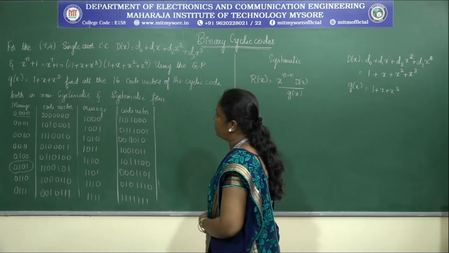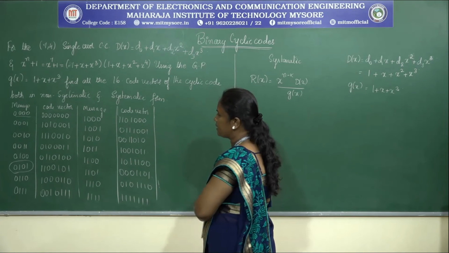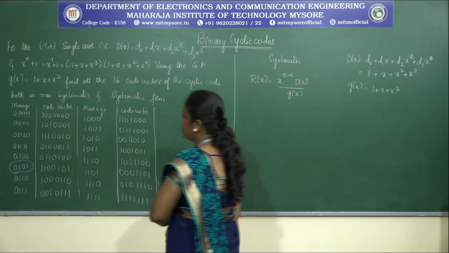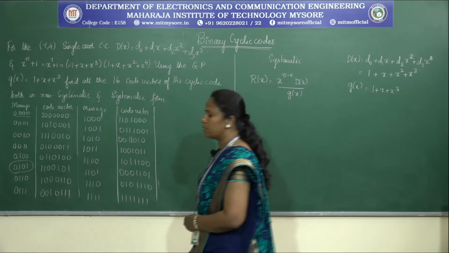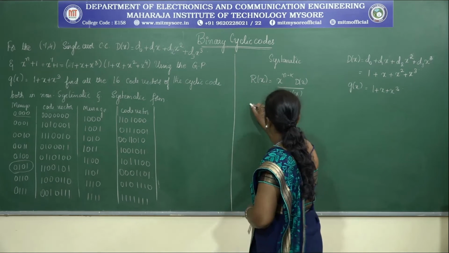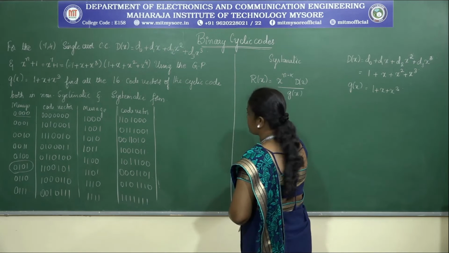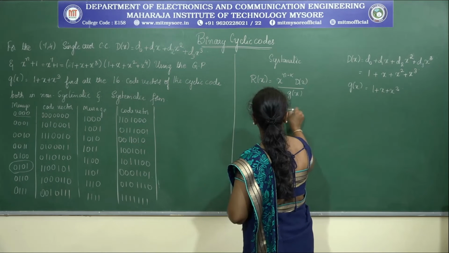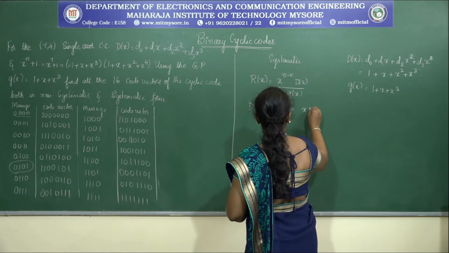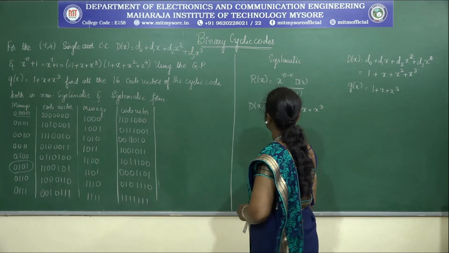Here let us see an example for systematic form. Let us consider some message vector. So let us consider the same message vector, that is 0, 1, 0, 1. So that is d of x is 0, 1, 0, 1. That means it is x plus x to the power of 3.